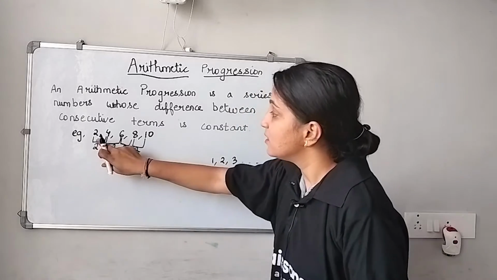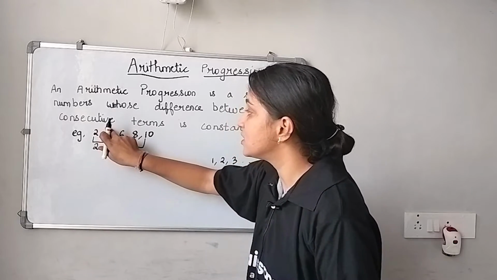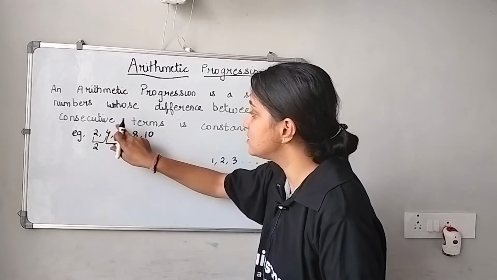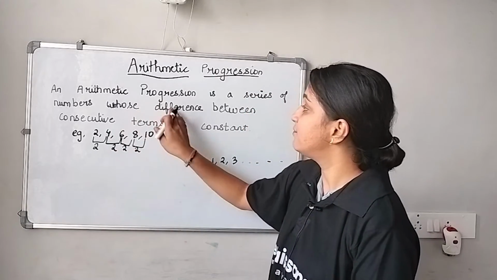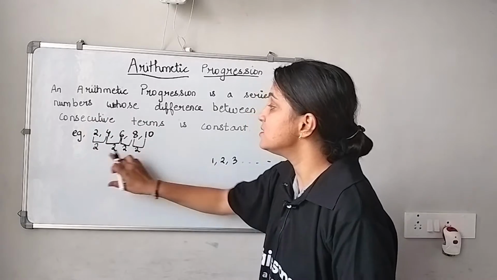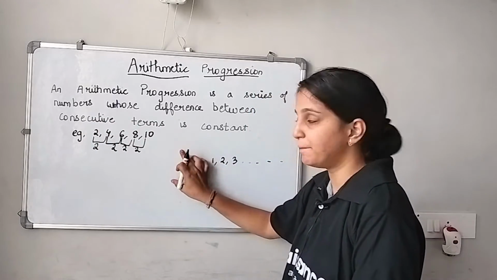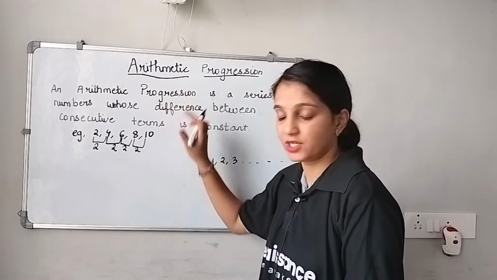Now see, the difference between these two consecutive terms is 2. Then these two terms is 2. So the difference between consecutive terms is 2, so it forms an AP, that is, an arithmetic progression.